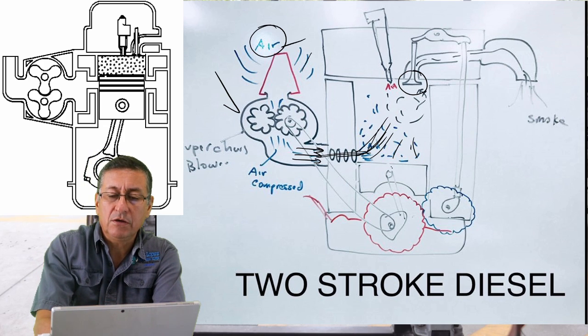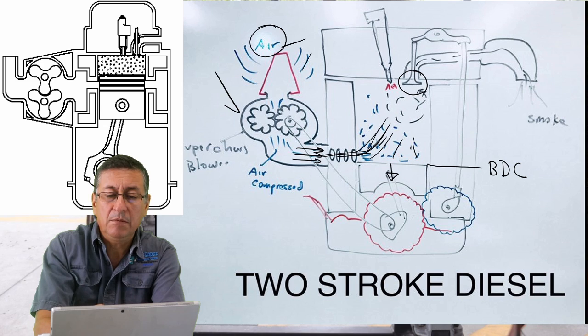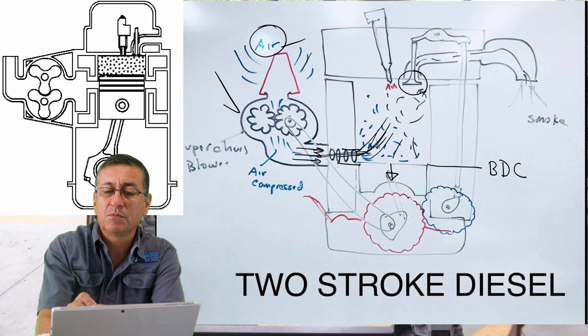When the piston reaches the bottom dead center, this is the bottom dead center, BDC. When the piston reaches the bottom, immediately through this port, fresh air enters, and the fresh air pushes the smoke out, and the smoke goes out here to the exhaust. This is the exhaust manifold.